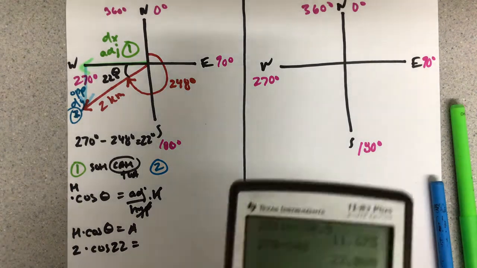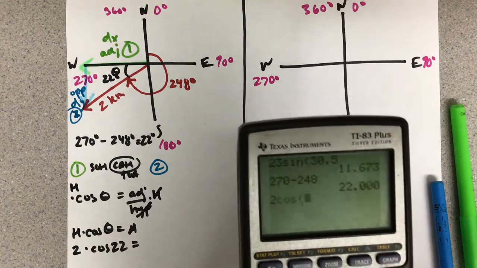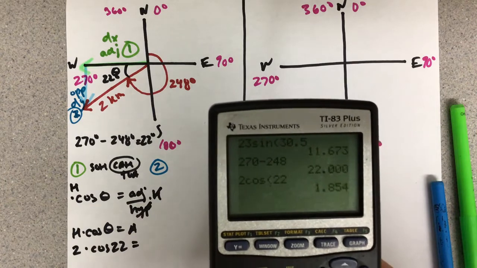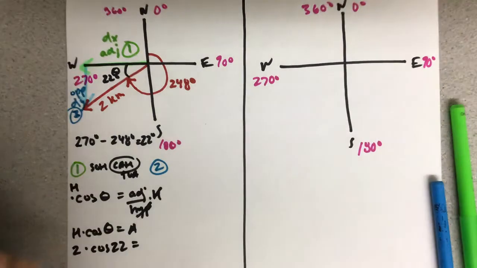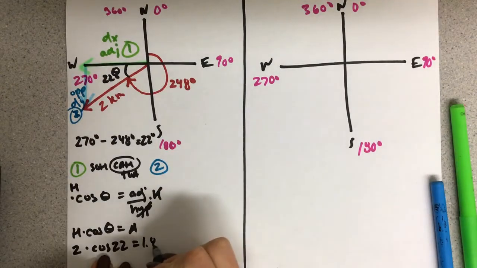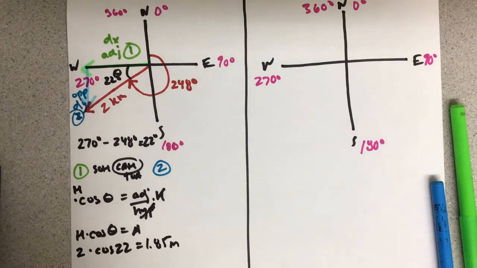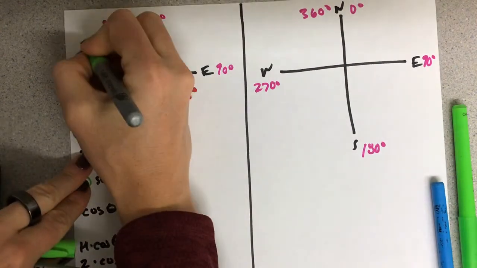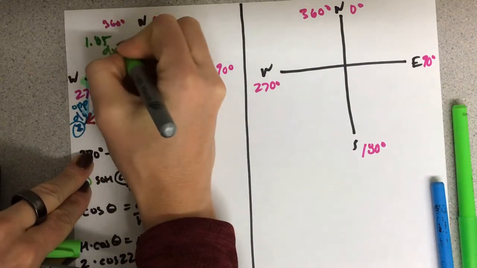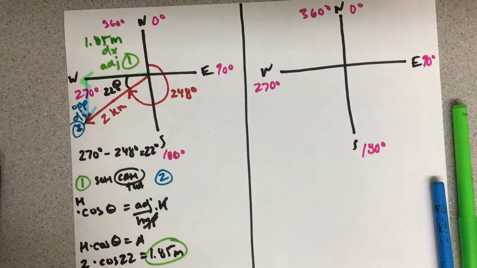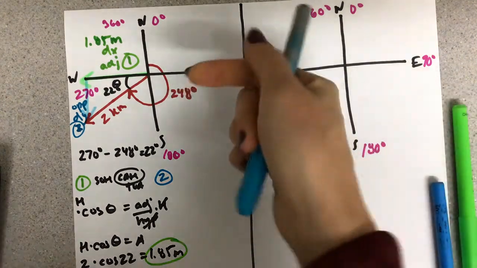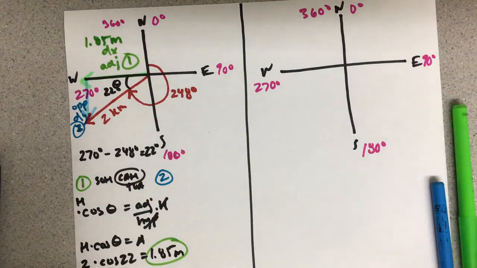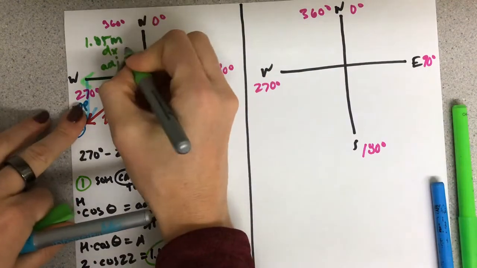Let's plug it in. 2 times the cosine of 22, and I get, I'm going to call it 1.85. So that is this 1.85 kilometers. So they're going 1.85 kilometers. Oh, I should probably label this west.